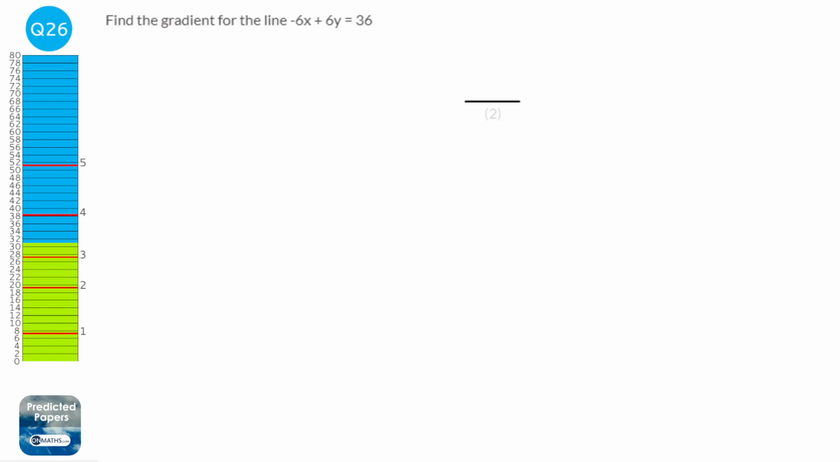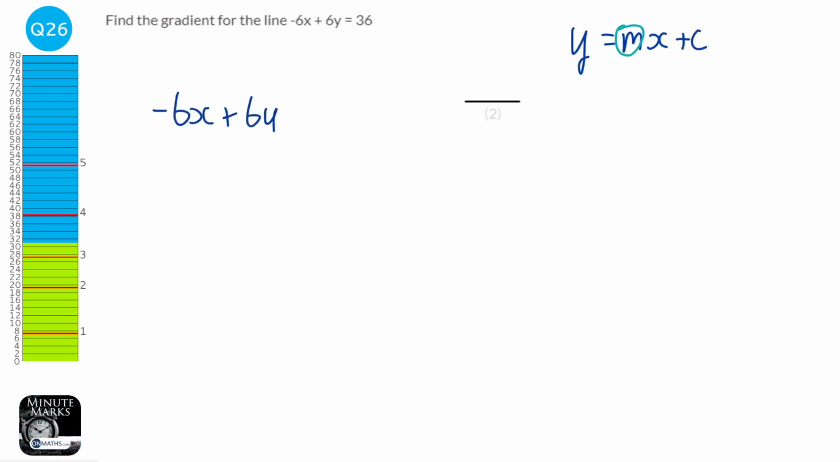So to find the gradient, we need the formula or the equation in the form y equals mx plus c, and the m there will give us what the gradient is. So we're just going to be rearranging this equation.